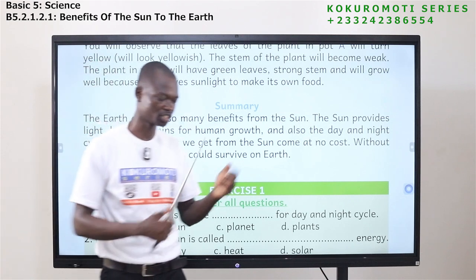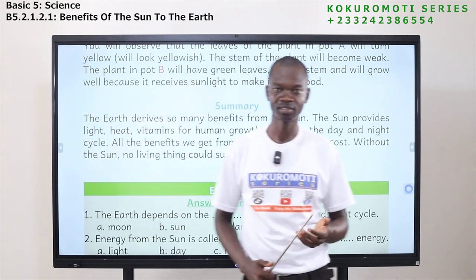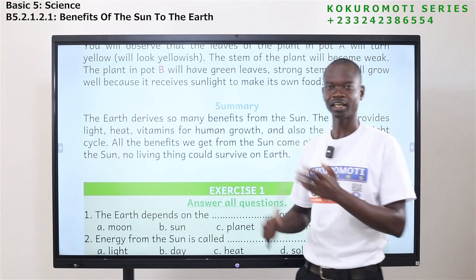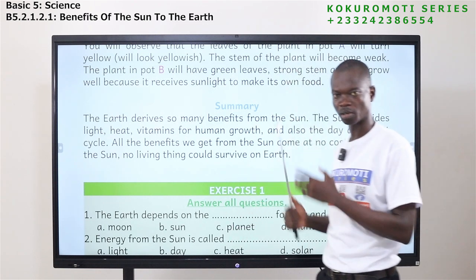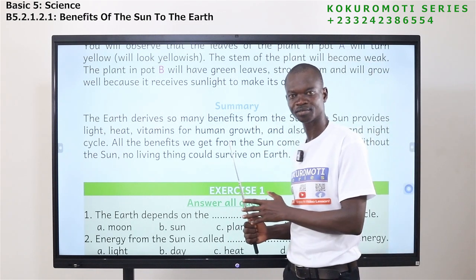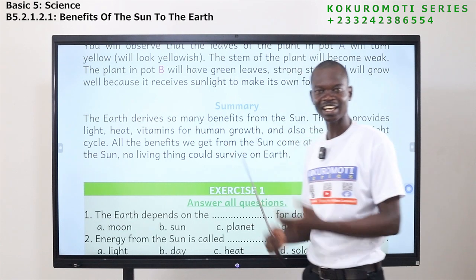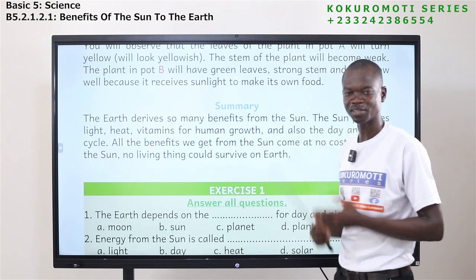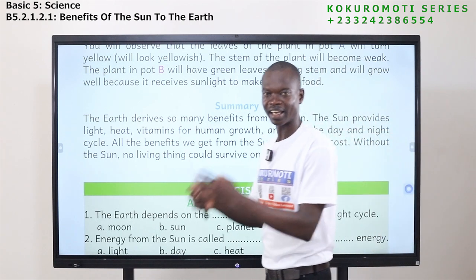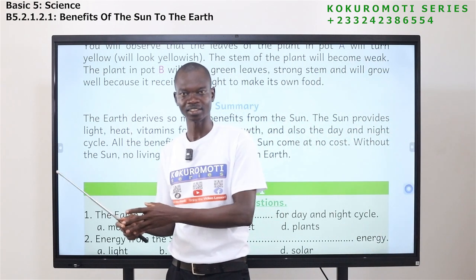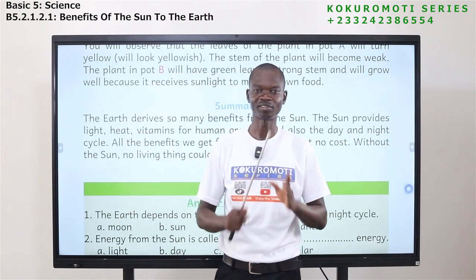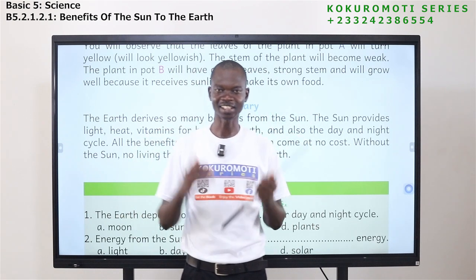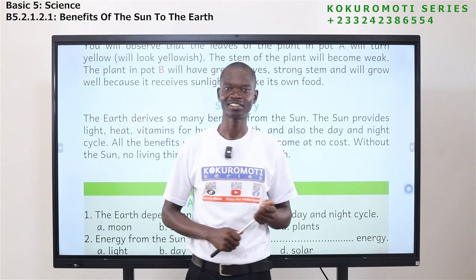The sun helps us to generate electricity. It is the main source of light and it's also a source of warmth to the earth. The sun causes day and night. So these are some of the benefits that the earth gets from the sun. So today we have learned about the benefits of the sun to the earth.